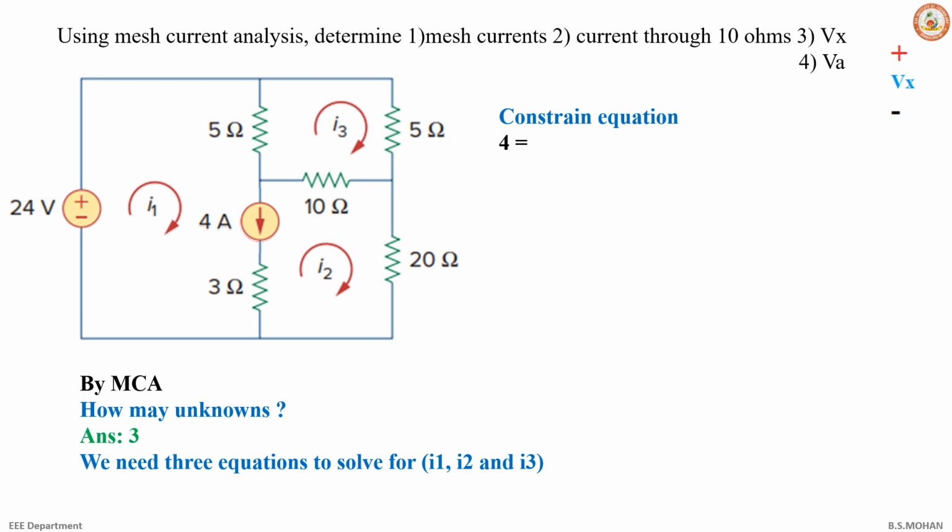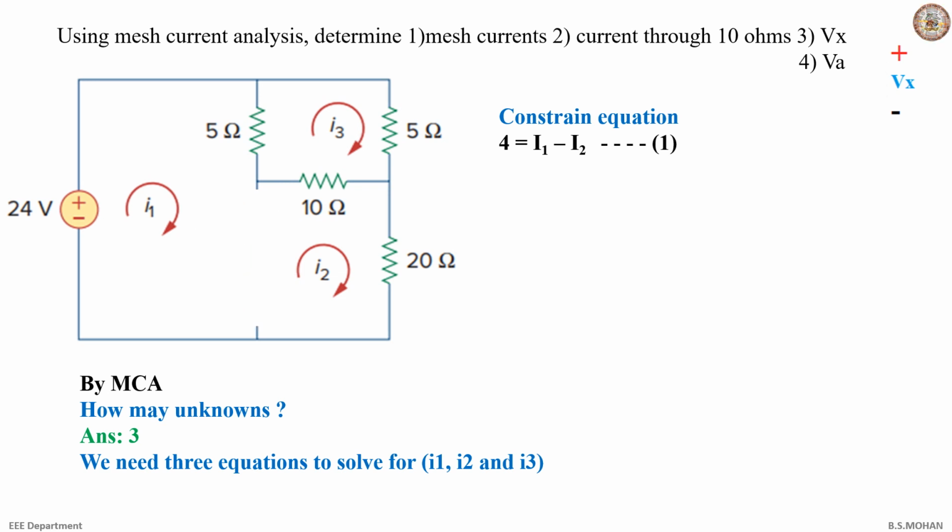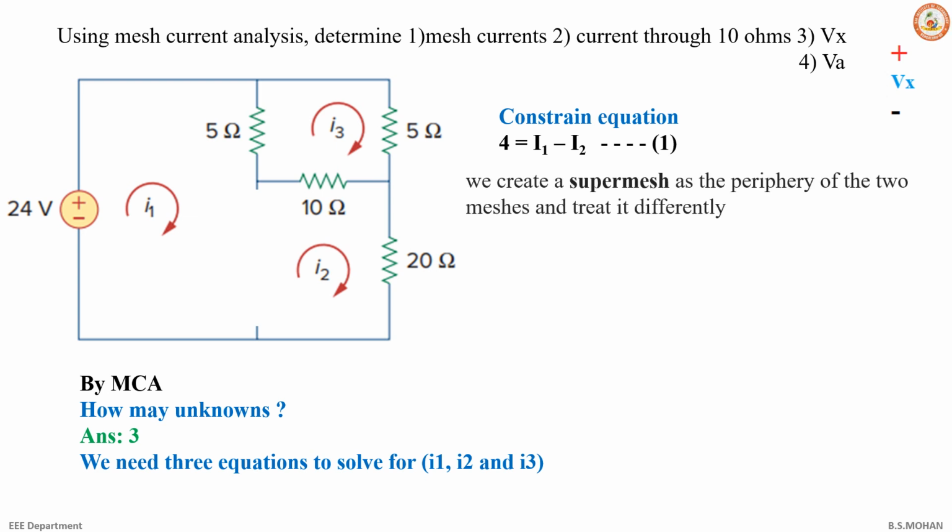So I want you to pause the video and write down what 4 is equal to with respect to I1 and I2. It is I1 minus I2. Why? Because I1 is going downwards through the 4 amp source, and I2 is going upwards through it, thus that is negative. So we create the super mesh as a periphery of the two meshes and treat it differently. So this is my super mesh path.